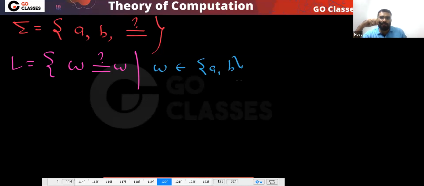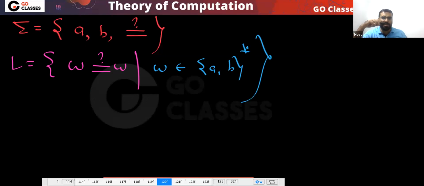Okay, and our language is what? Our language is those strings. Basically, our language is like this: W, then this symbol, then W. This is our language. Basically the two W's should be equal, and you can notice in the middle you have this symbol, and here W is a string of A, comma B.